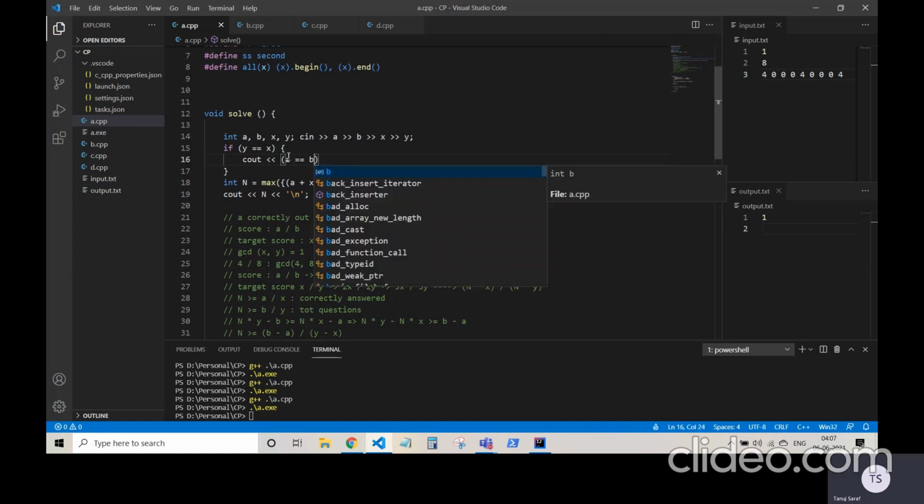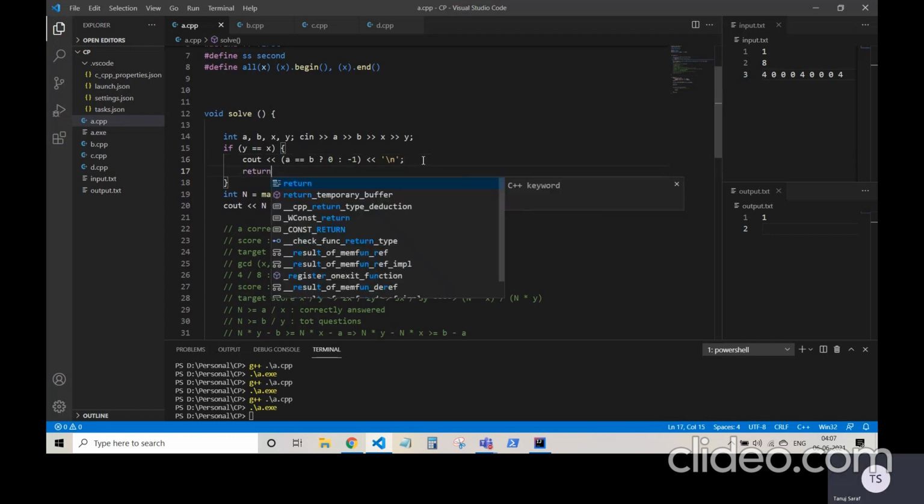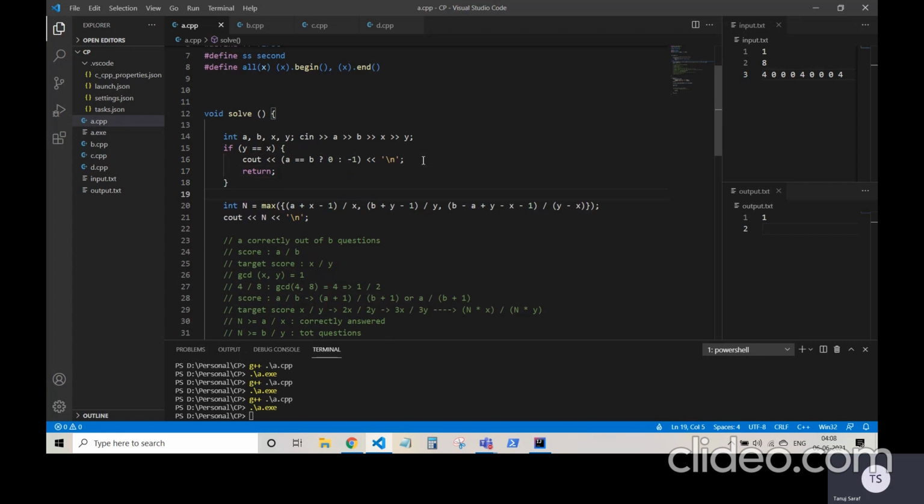So unless a was already equal to b, in which case we do not need to do anything, we already have the answer. And if it is not so, then we have to print -1. This was one case and we directly return.